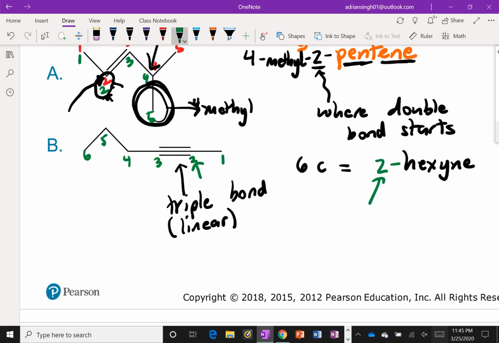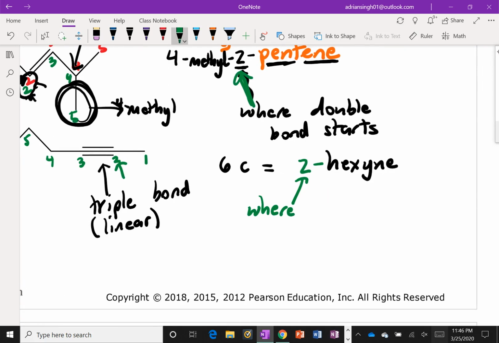So the 2 that immediately precedes the ending tells us where the triple bond starts, right? Just like in naming the alkene, we saw that the 2 there told us that the double bond started on carbon 2. Here we're saying the triple bond starts on carbon 2.